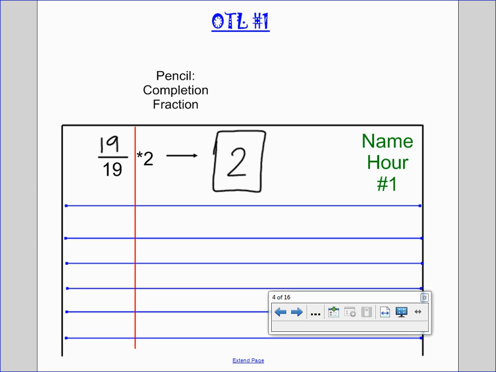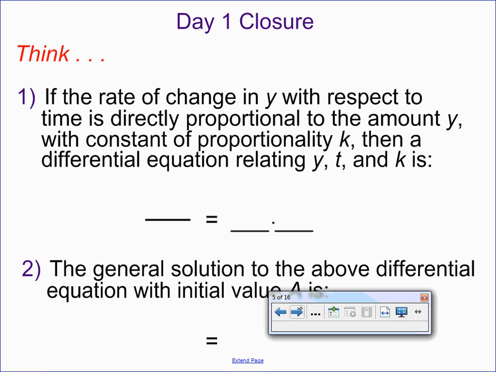Everybody good with number 1? Great. Then let's get going. So, if the rate of change in y with respect to time is directly proportional to the amount y with constant of proportionality k, we saw from last closure that a differential equation relating y, t, and k would be given by, now with new variables from today's Bellwork. These are different variables. Go ahead and share with the class what differential equation this would be with y, t, and k. What would that look like?